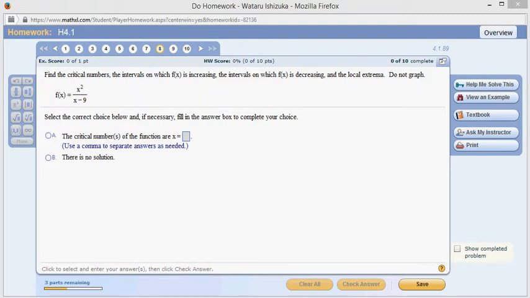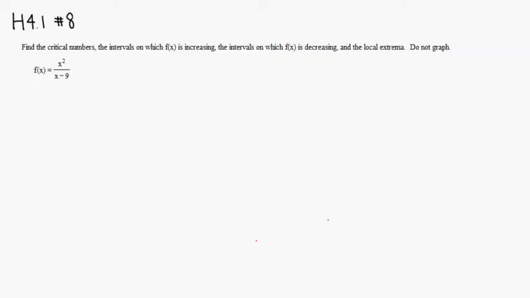Alright, let's look at homework 4.1, problem number 8. We want to find the critical numbers, the intervals of increase and decrease, and also the local extrema. Let's do that. In order to find a critical number, we need to find the derivative. So let's take the derivative.